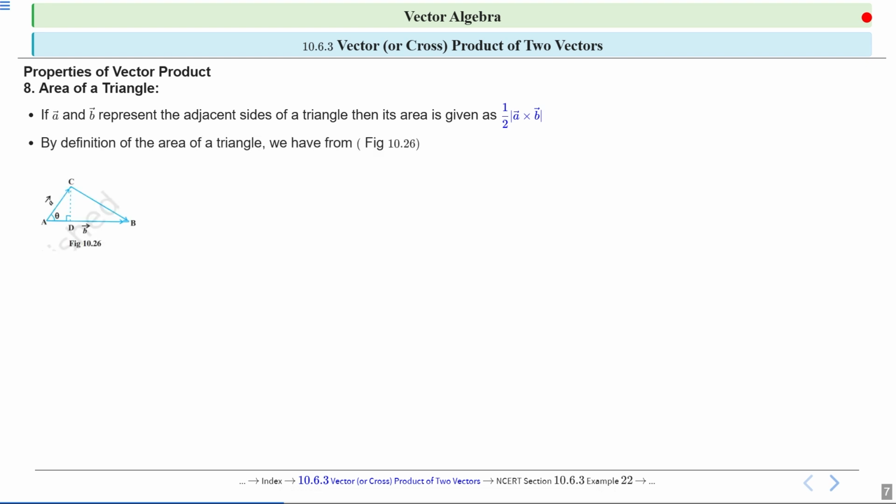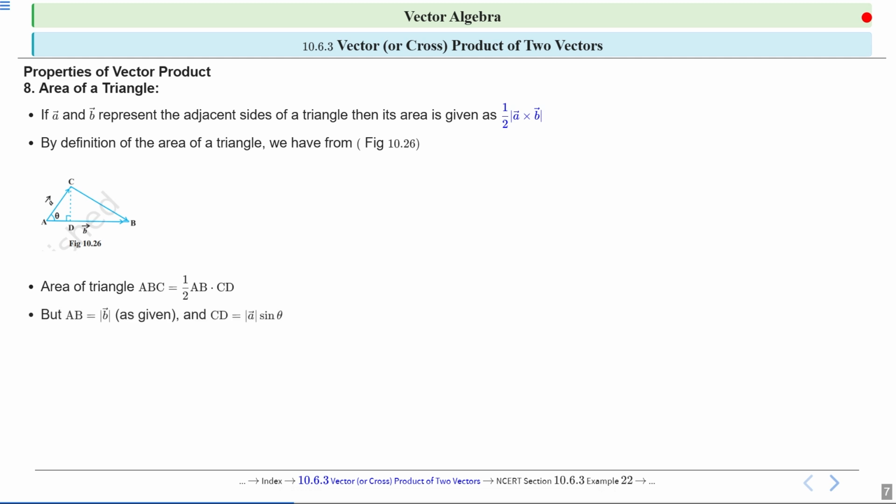Let's look at this visually. In the diagram, you can see a triangle with sides represented by vectors A vector and B vector. The area we are interested in is basically the space inside this triangle. The figure helps us connect the formula to the actual shape. So area of triangle ABC will be equal to 1/2 AB vector cross CD vector, or 1/2 AB into CD, where AB is the length of one side and CD is the height drawn from the opposite vertex to that side.